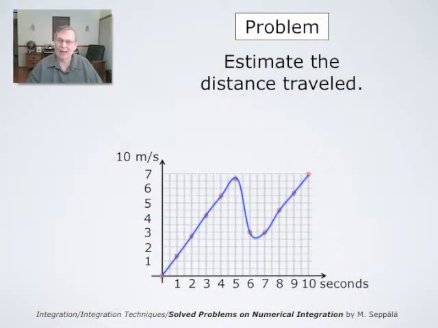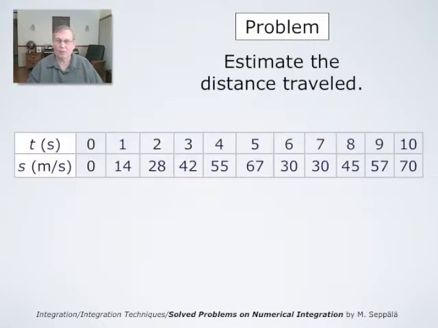We may join the red dots by a line. This blue line is drawn by hand. It is an approximation of the speed of the car during the first 10 seconds of the race. The table was this one. The speed is given at times t equals 0, t equals 1, and so forth, up to t equals 10 seconds.